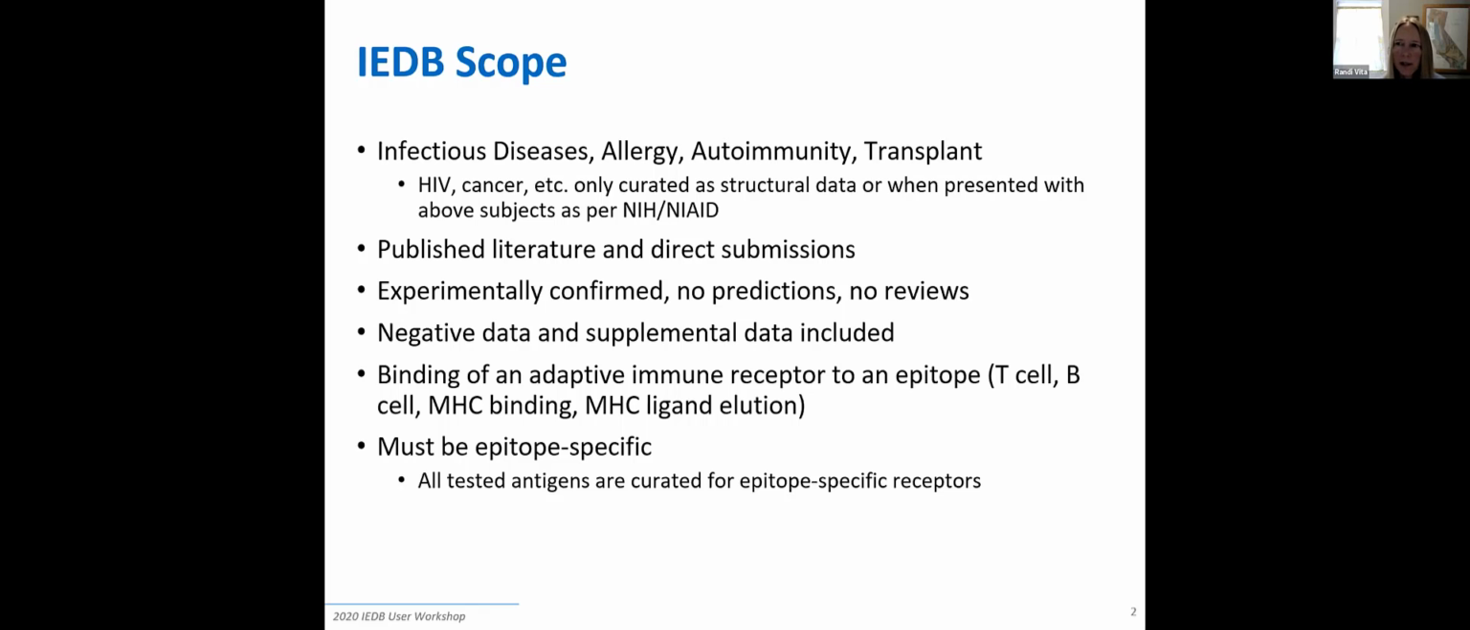So each assay in the IEDB demonstrates the binding of an adaptive immune receptor, being a T cell or B cell, or MHC binding, or MHC ligand elution, where an epitope was naturally processed and presented by an antigen presenting cell. But once we know that that receptor is epitope specific, we capture all of its experiments. So if you have an epitope specific monoclonal antibody, we will capture that it also neutralizes whole virus, or that it also binds to a protein, or if a T cell line reacts to cross-reactive epitopes from another species, we will capture all experiments in that paper for any epitope-specific receptor.